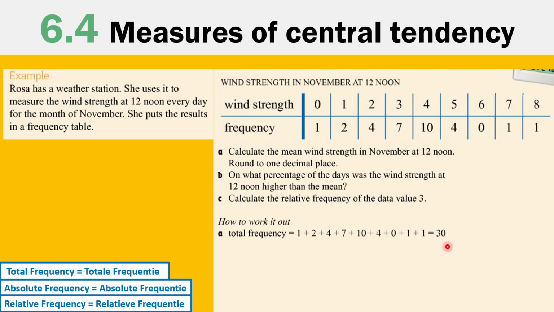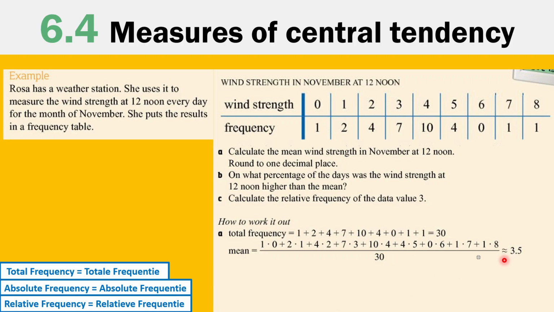That's the total frequency. Well, if we're now going to calculate the mean wind strength, we're going to do 1 times 0 plus 2 times 1 plus 4 times 2 plus 7 times 3 plus 10 times 4 plus 4 times 5 plus 0 times 6 plus 1 times 7 and 1 times 8, divided by the total frequency, 30.